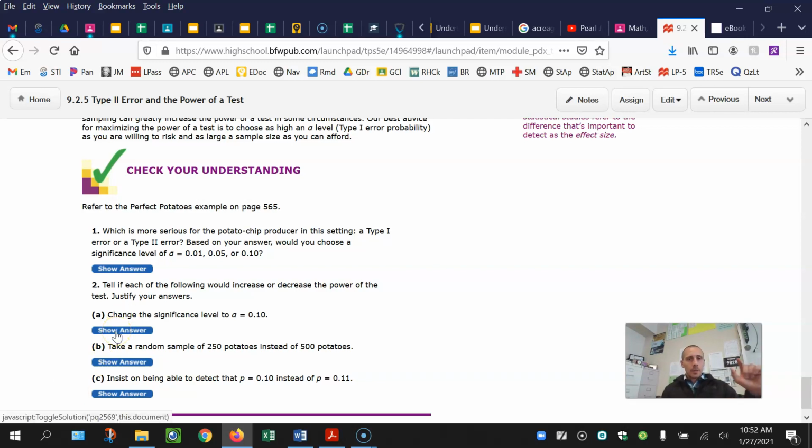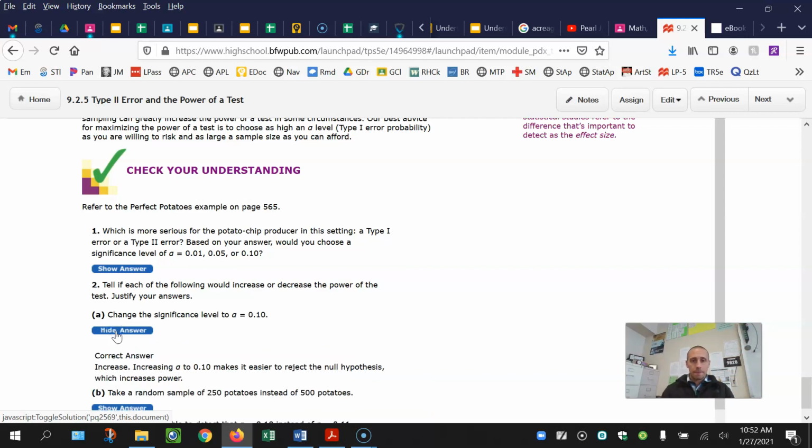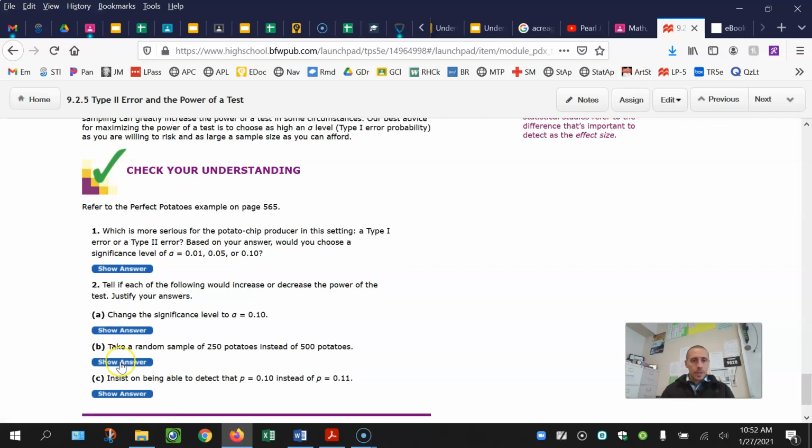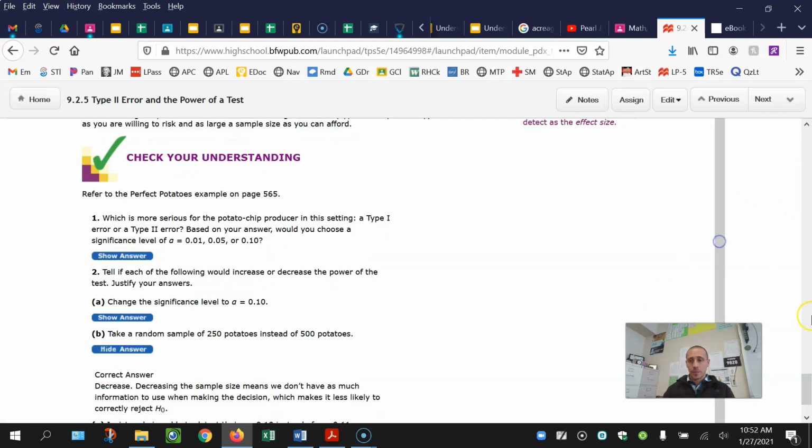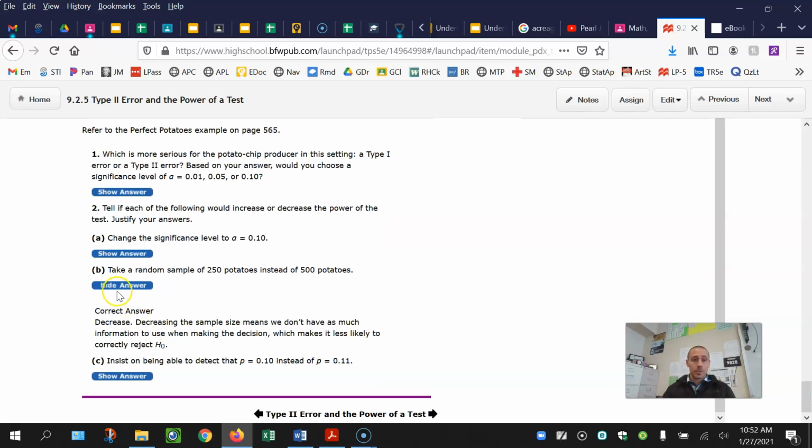Okay. In number 2, the significance level was 5%. Now we're increasing it. If I increase the significance level, then the power is going to increase as well. It's easier to reject the null, so it's increasing the power. Random sample of 250 instead of 500, so sample size went down. That makes things worse. So power is going to go down because we're not going to have as much information to make the correct decision.